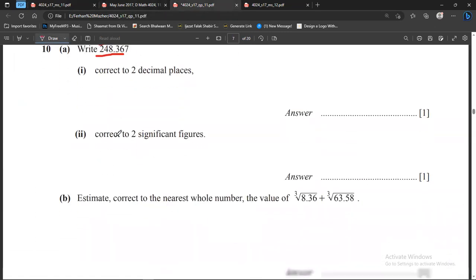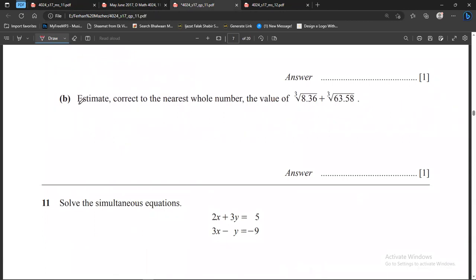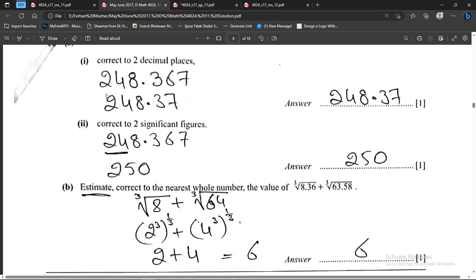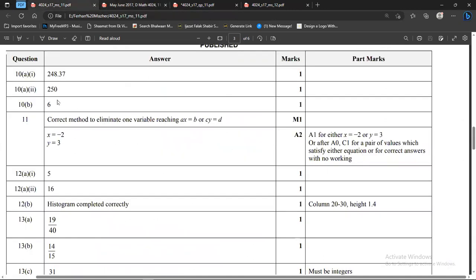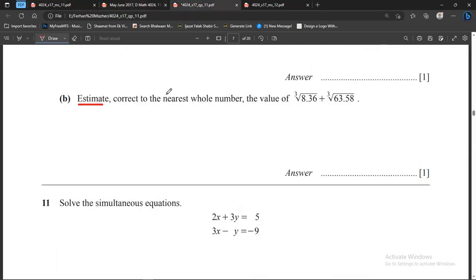Okay. Question number 10 is B part. He says estimate. This word is very important. Correct to the nearest whole number the value of the third root of 8.36 plus the third root of 63.58. So I will write it like this: third root of 8 plus third root of 64. 8 is 2 raised to power 3 raised to power 1 by 3. 64 is 4 raised to power 3 and raised to power 1 by 3. 3, 3 will be cancelled, you get 2. 3, 3 will be cancelled, you get 4. 2 plus 4 is 6. So the answer is 6. This is the right answer.